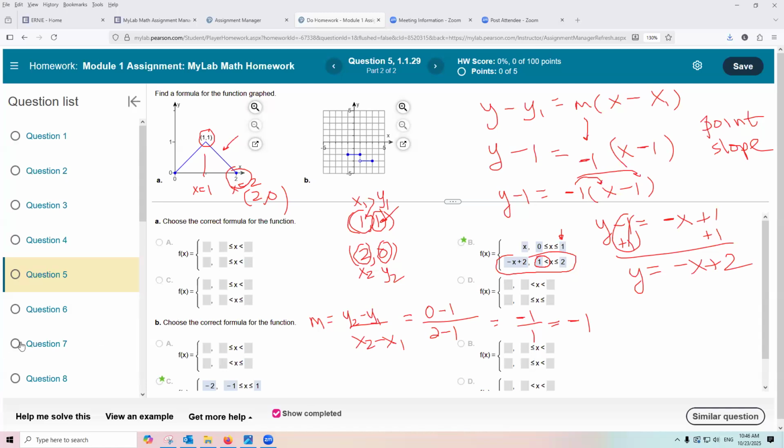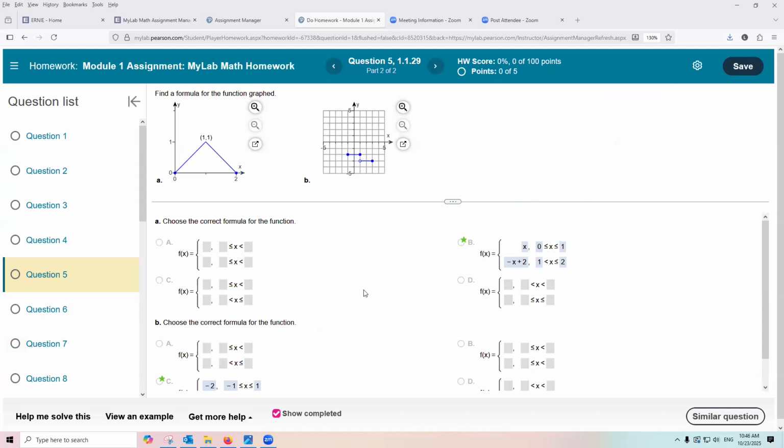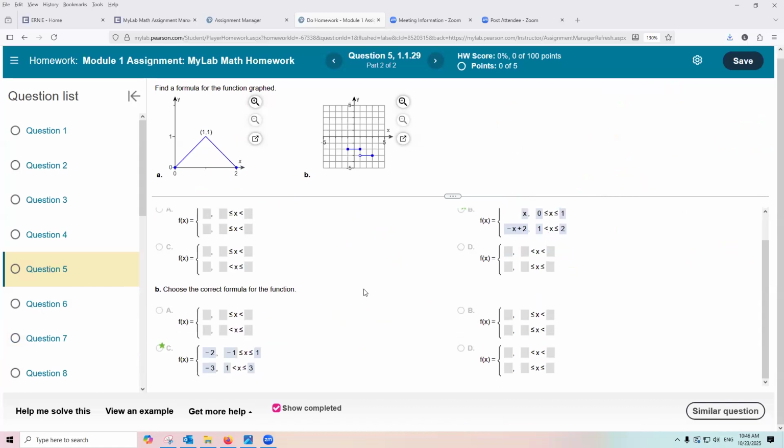All right, let's go to graph B. I think this one's going to be a little easier because these graphs are straight lines. Let me scroll down here a little bit. All right, let me look at graph B. And again, let me think of this as the left side and the right side.